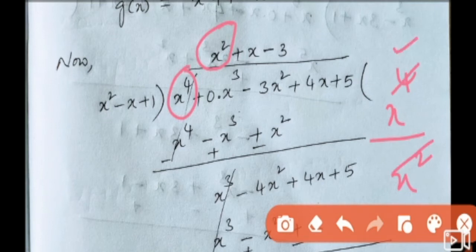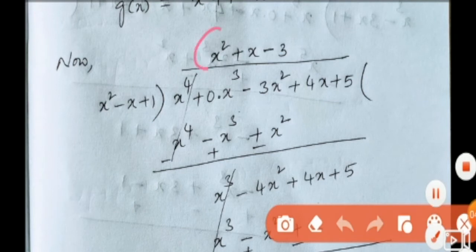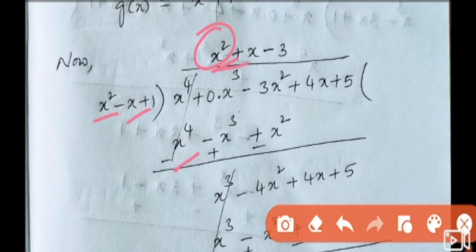So x square is the remaining. So x square we have to take in the quotient. After taking x square as a quotient, you multiply x square into x square, x to the power of 4. Next, x square into minus x cube. Next, x square into 1. So 1 into x square, x square.